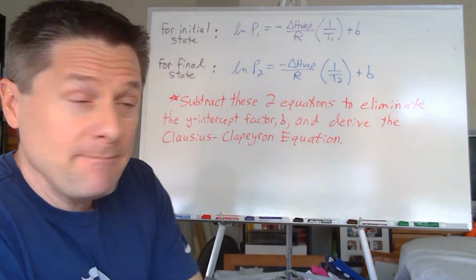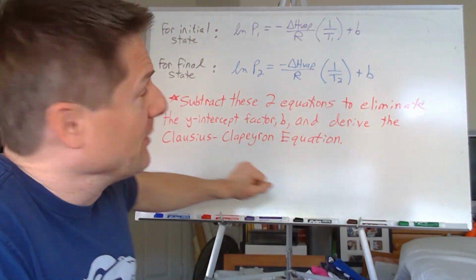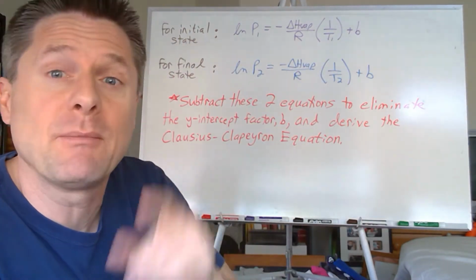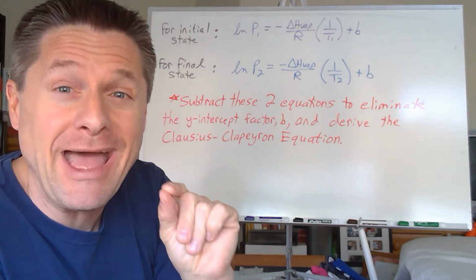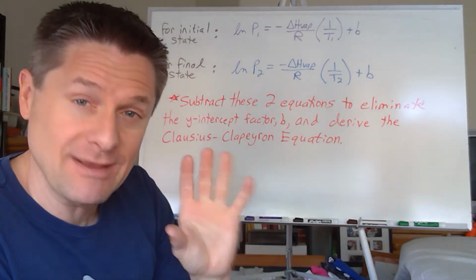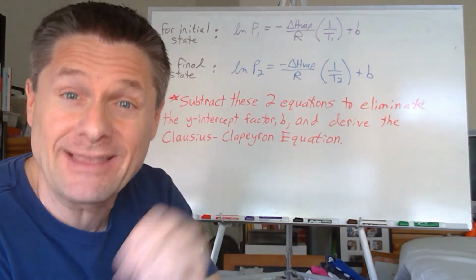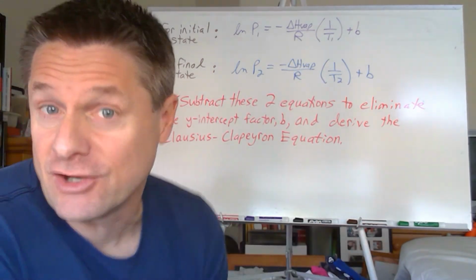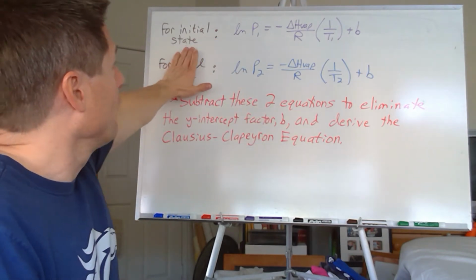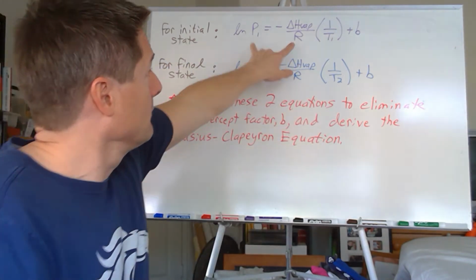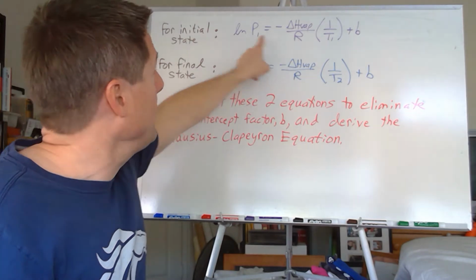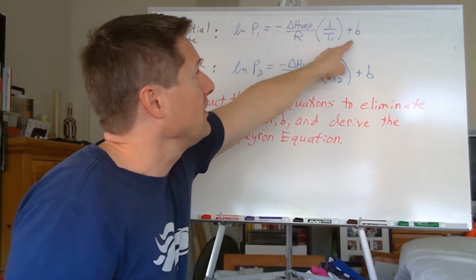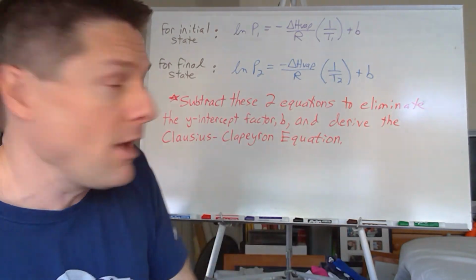Here's our setup. You ready? Normally, I just skip this step when I'm doing it, right? But I want you to do it. I'm going to go through it slowly the first time because we will be doing this again several times this semester. And you're going to see several equations that look identical to this, just instead of the delta H vap, they'll have something like an activation energy there. All right. So for our initial state, P1, T1, let's write that equation from y equals mx plus b. So natural log of P1 equals negative delta H vap over R times 1 over T1 plus B, the y-intercept, which we don't know.